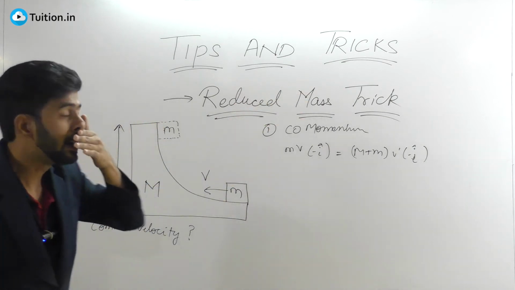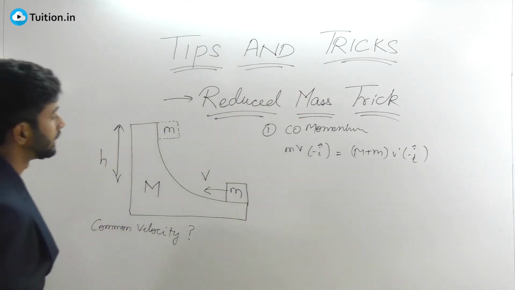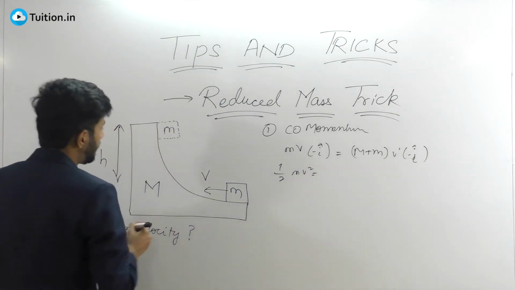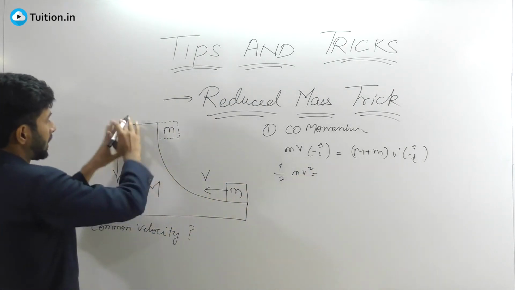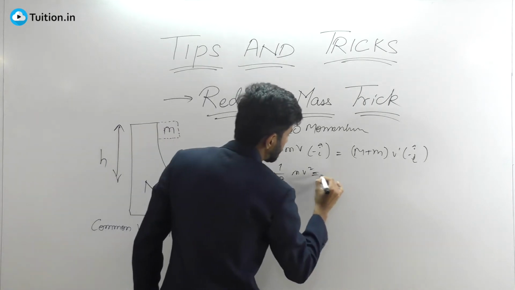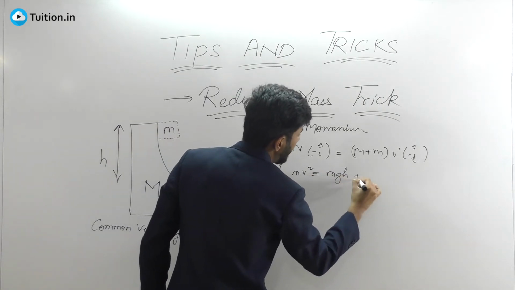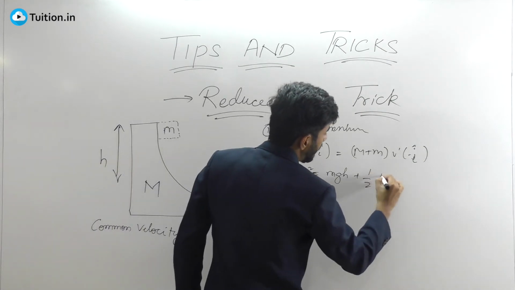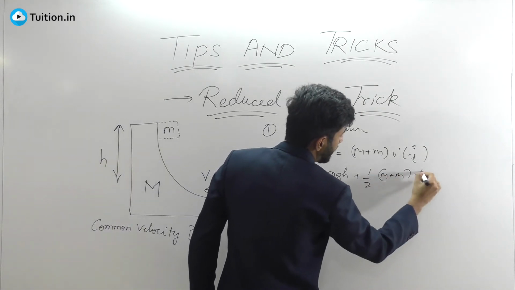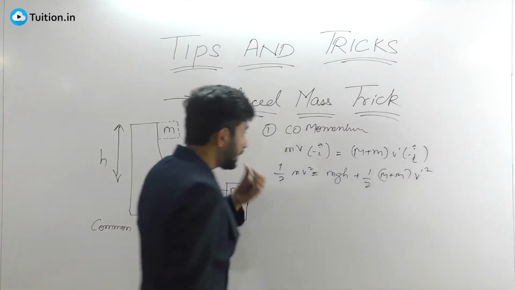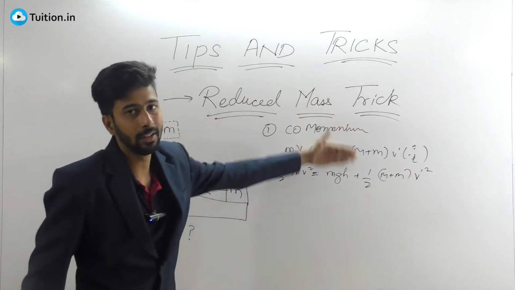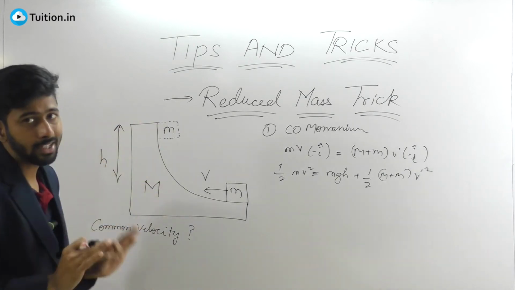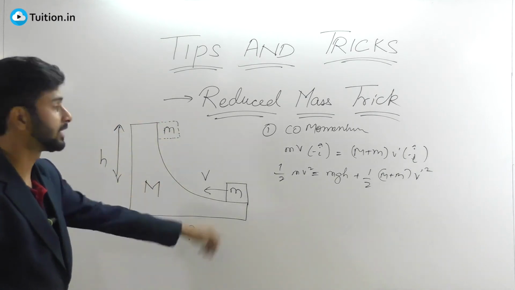This is your first equation, and the second is your conservation of energy. Half mv square, your kinetic energy initially, should be equal to some of it going into potential energy mgh, and when they both start moving with the same common velocity, you will also have a half (M plus m) into v dash square term. Now you have to solve both of them to get your v, so you can actually avoid all of this and go to the reduced mass frame to solve this particular problem.